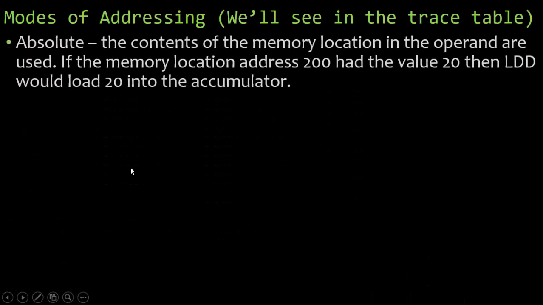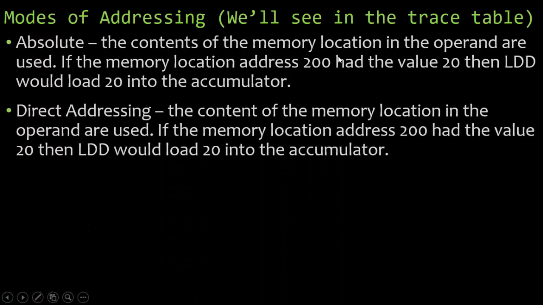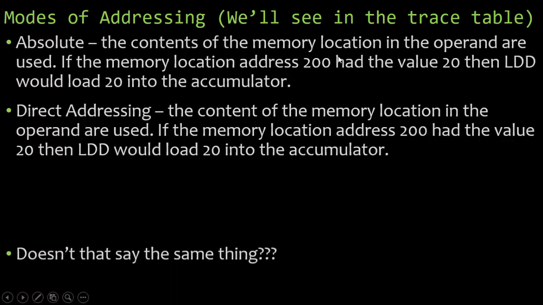So we have absolute addressing. The contents of the memory location in the operand are used. If the memory location, address 200, had the value 20, then LDD would load 20 into the accumulator because it is the contents of the memory location. Not the address, but the contents of that address. We also have direct addressing. The content of the memory location in the operand are used. So if the memory location, address 200, had the value 20, then we would do LDD. We would load 20 into the accumulator.